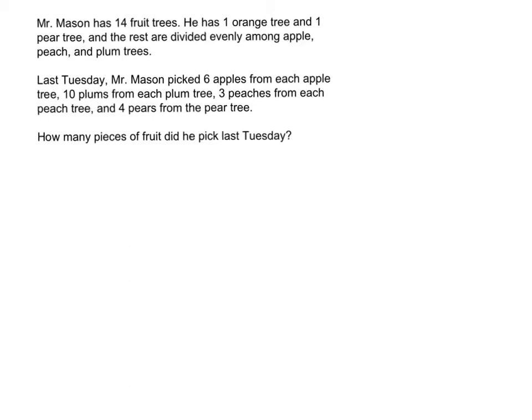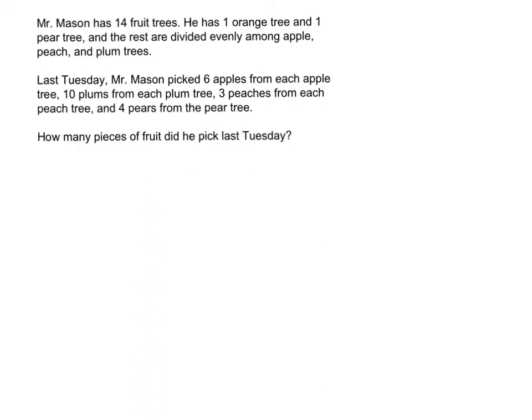But last Tuesday, Mr. Mason picked 6 apples from each apple tree, and again, we don't know just yet how many apple trees there are, 10 plums from each plum tree, and again, we don't know how many plum trees at this point, 3 peaches from each peach tree. And we do know there is 1 pear tree and 4 pears from the pear tree. The question is going to ask us how many pieces of fruit did he pick last Tuesday.